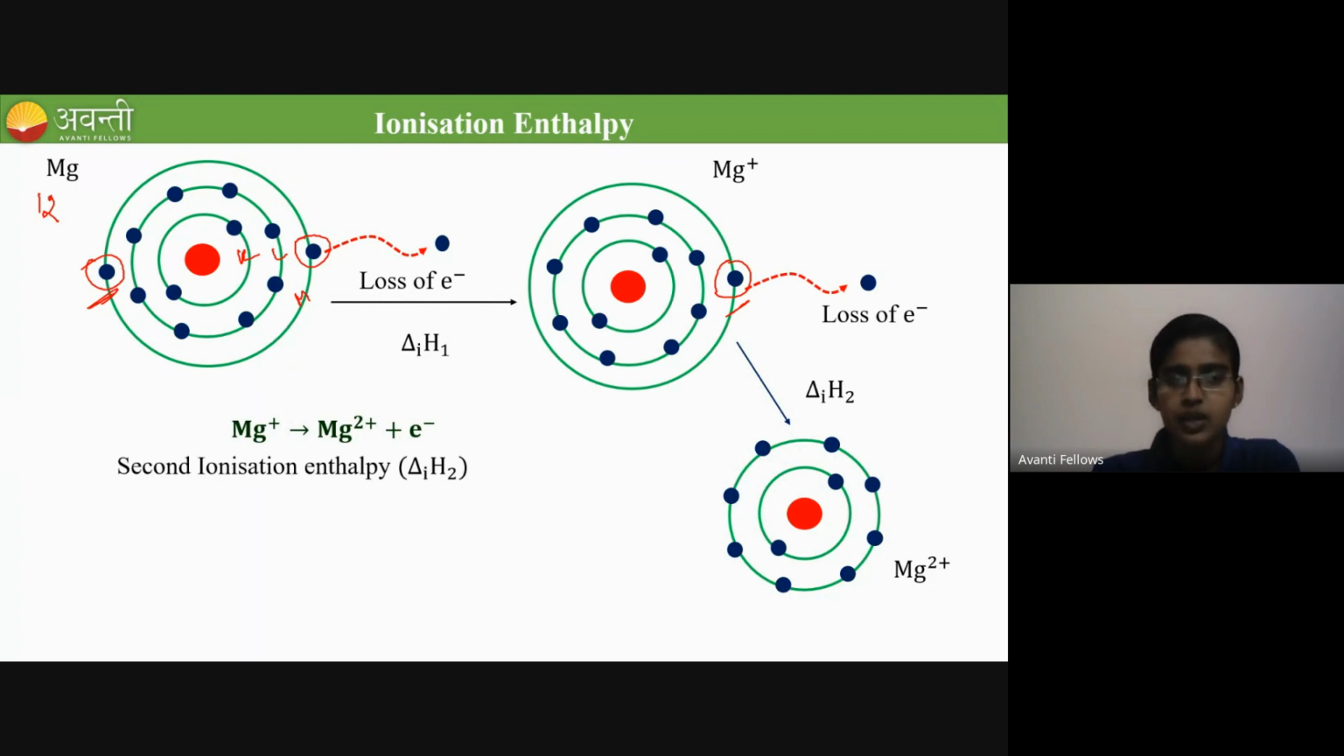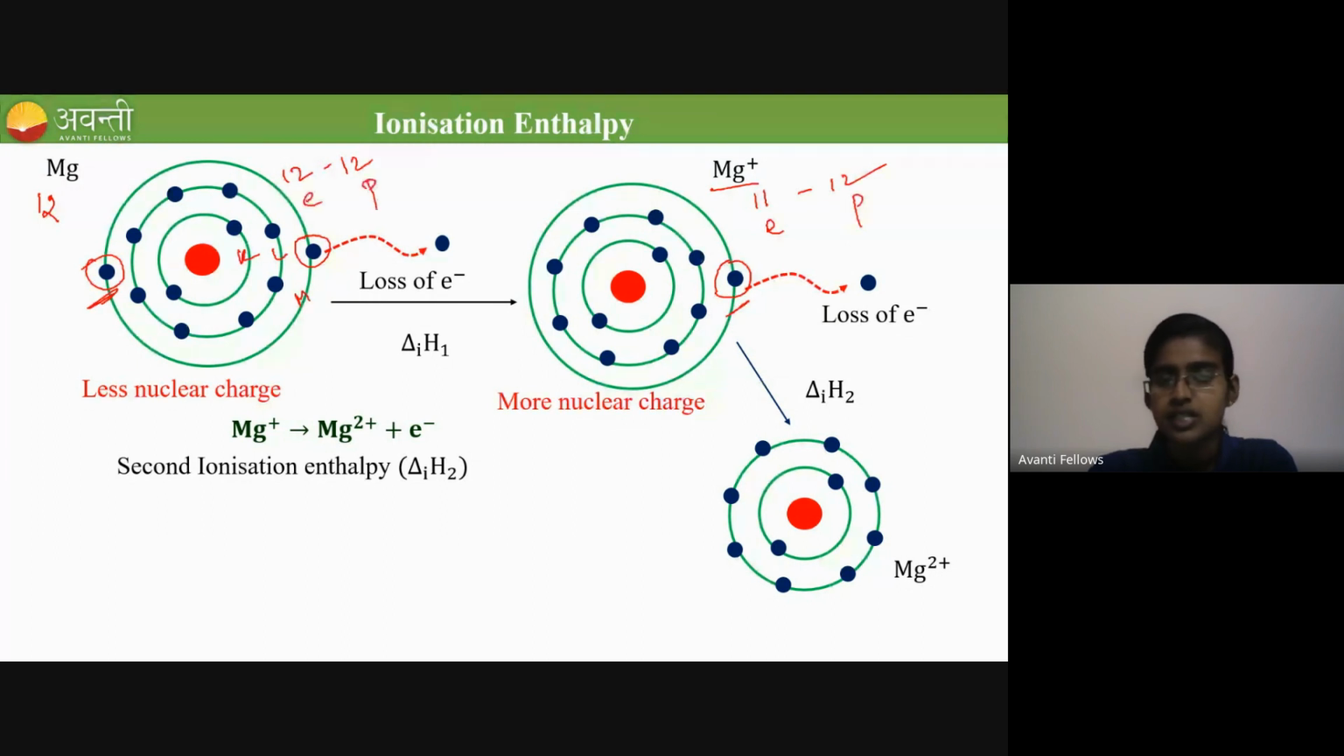In the magnesium case, less nuclear charge will be there, and in the Mg plus case, nuclear charge will be more. Since we have removed one electron, magnesium plus will contain only 11 electrons but 12 protons. Here 12 electrons and 12 protons, and here 11 electrons and 12 protons. Protons are nothing but the nuclear charge. Here you see nuclear charge is more. Because the nuclear charge is more for this magnesium plus, the energy required to remove the electron from magnesium plus is more than magnesium.